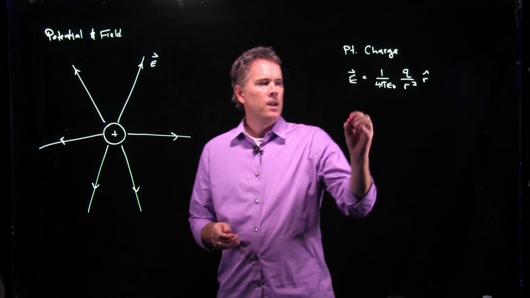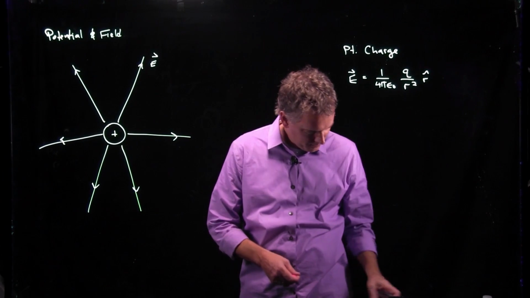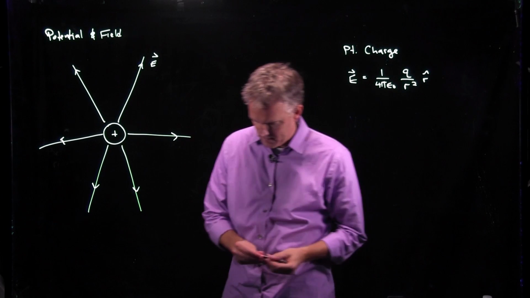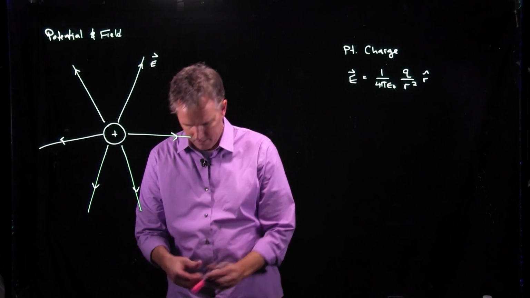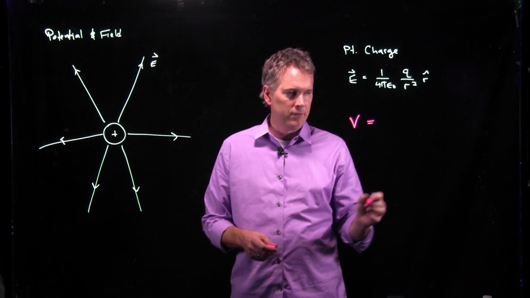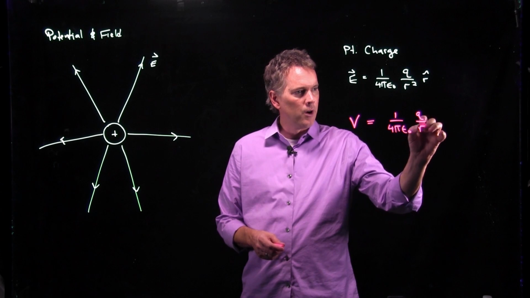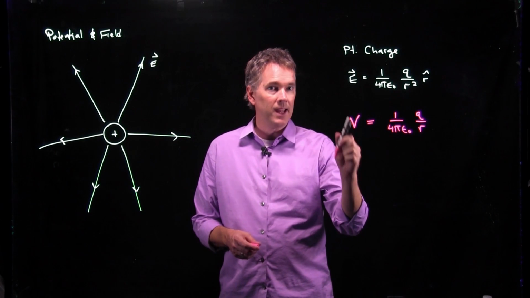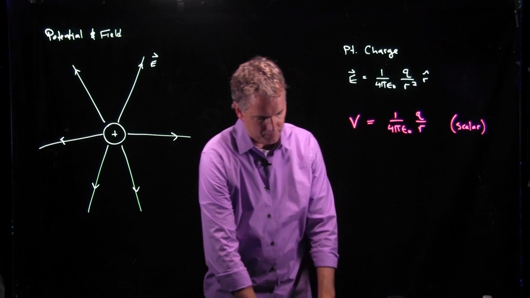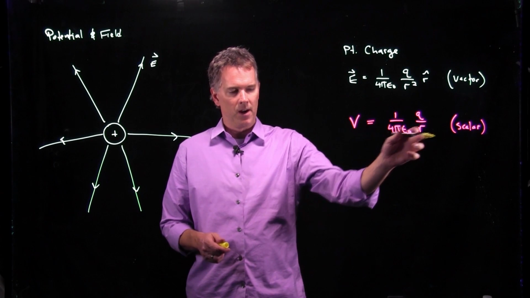Potential, we know, is given by V, and potential for a point charge, that pen's not working. Hold on, let me see if I can fix it up. Let's try this one. There we go. Potential for a point charge V is given by the following: 1 over 4 pi epsilon naught Q over r. Okay, remember, this is a scalar, whereas the electric field is, of course, a vector. And that's why we have the r hat over there, and we don't have any vector sign on this side.